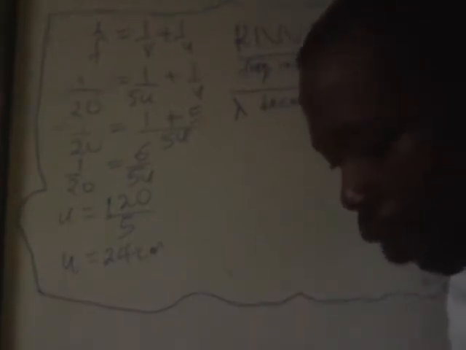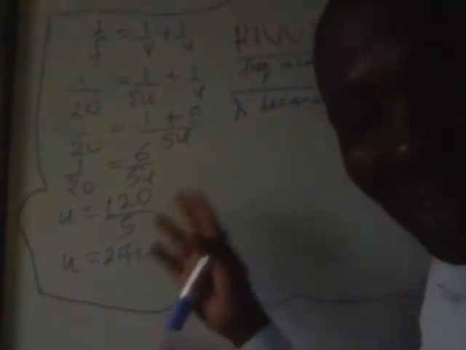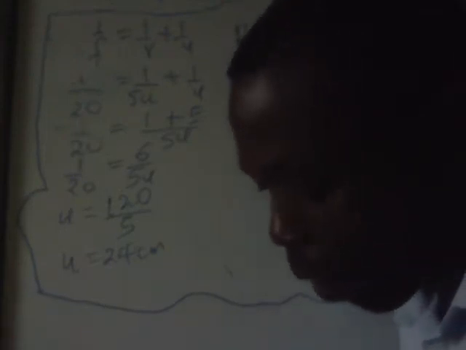Okay. That's number 26. Now number 27. Which part of the human eye performs the same function as the diaphragm of a camera? There are similarities between the camera and the human eye.